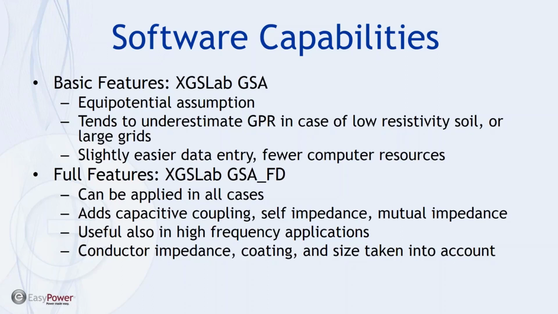So that's what causes it to have limited capability. There are benefits to it too, though. In grids where you don't need the extra computational power and you're sure you can use the equipotential assumption, you get slightly easier data entry and fewer computer resources are required to calculate this. The GSA module, or this level of module, is also useful. It's definitely a step up over the IEEE 80 spreadsheet because you get the numerical and graphical output useful for investigation of GPR, leakage current, surface potential, and touch and step voltage distribution.